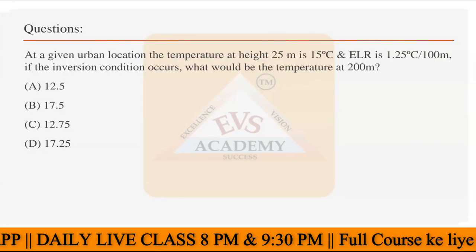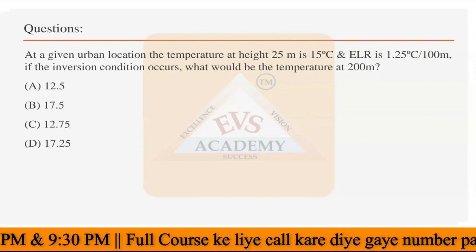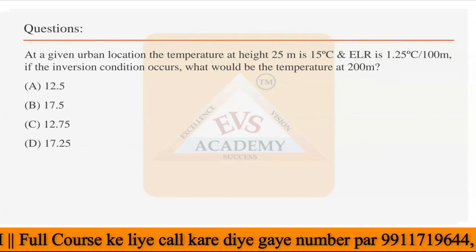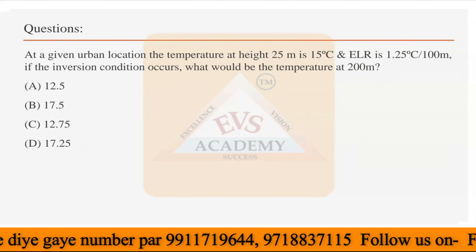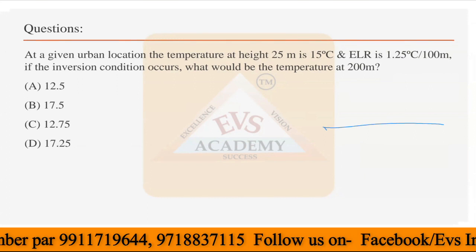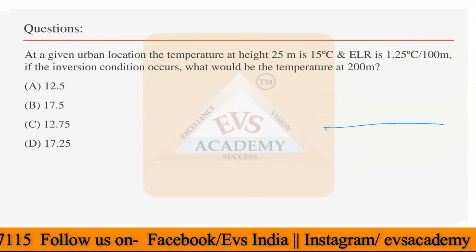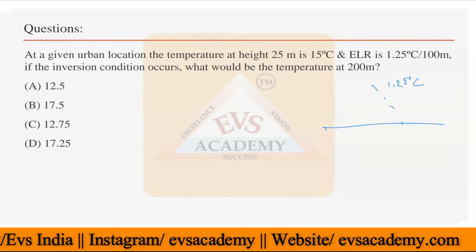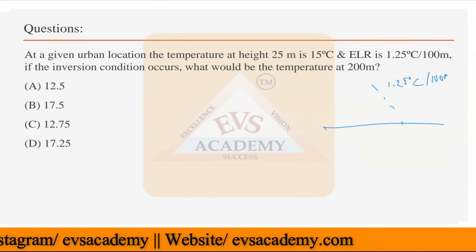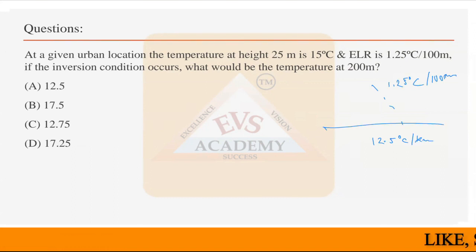Such a type of questions you can see from this particular lapse rate question, the numerical questions. At a given urban location, the temperature at height 25 meter is 15 degrees Celsius. So this is the surface, at the 25-meter height, 15 degrees Celsius. ELR provided here is 1.25 degree Celsius per 100 meter. Or you can say this is equal to 12.5 degrees Celsius per kilometer. That is the environmental lapse rate.